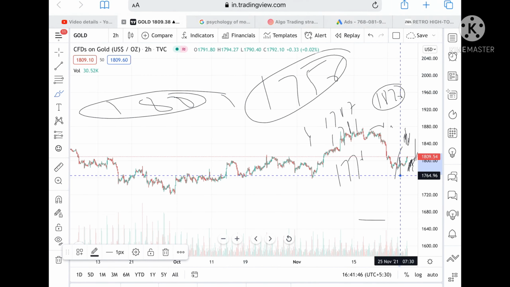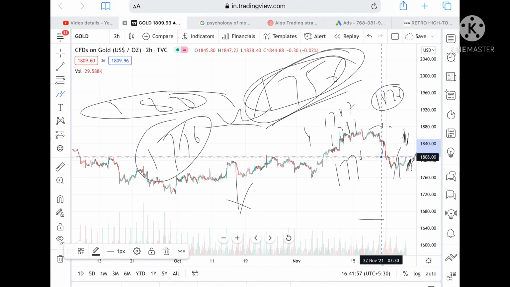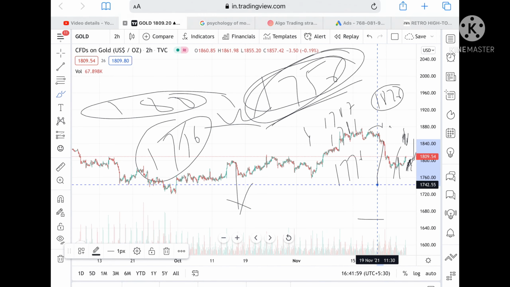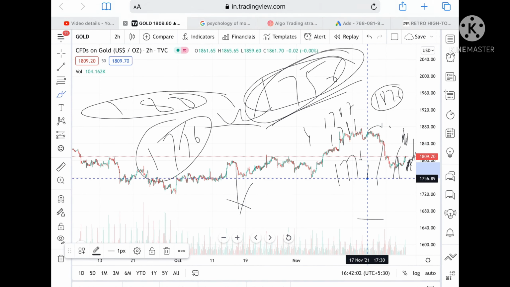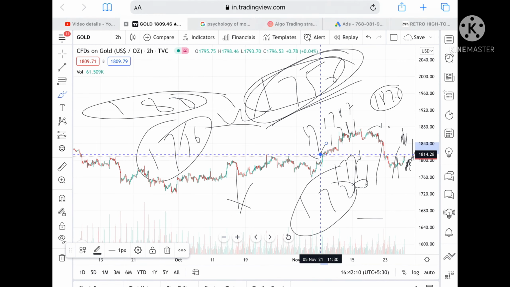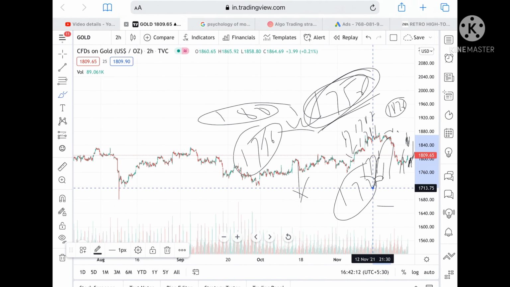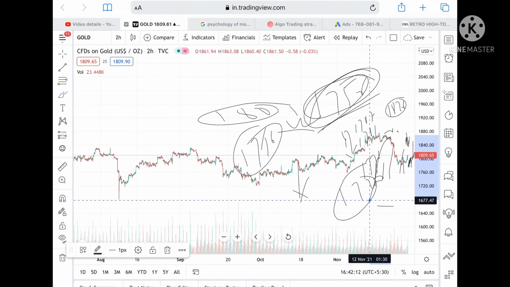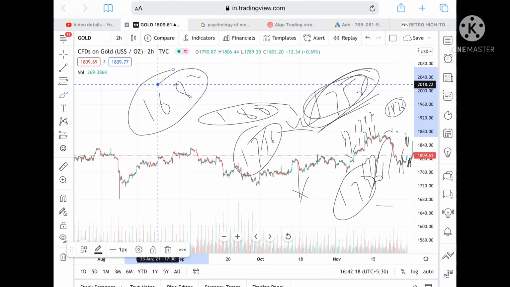chances are high if it crosses this level 1756, then we can see it can go further low to a level of 1742, and once 1742 is crossed downside, then we can see it can go to a level of 1720, and we can see a downtrend can come in the price of gold. Okay, and chances are high we can see a level of 1680 also. You can check my previous video where I already explained where all the price of gold can go.